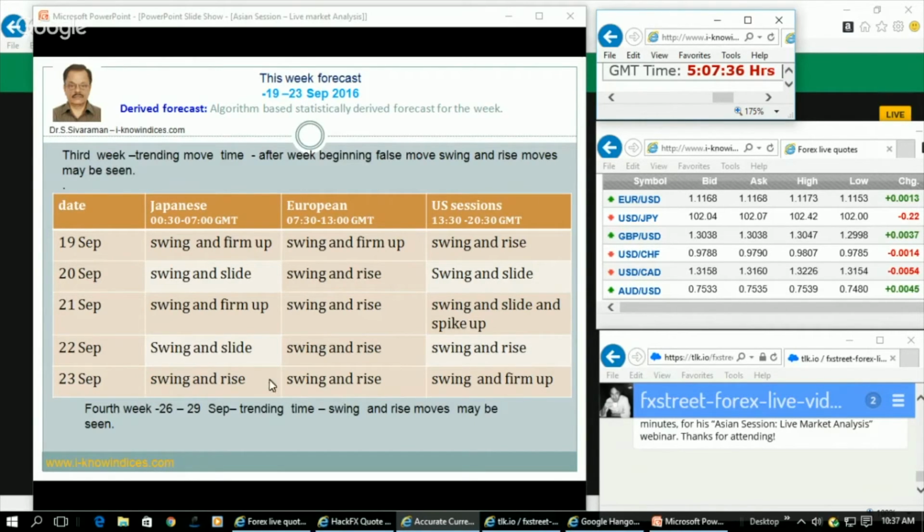Then on Friday, they are expected to continue to make the swing and rise move during the Japanese and the European session, and also during the US session. And then you come across the following week, they are expected to continue to gain the levels, and there is a possibility that they could make the upward shift in trading zone in this particular week. So keep in mind that they created the bearish feel in the market in order to induce the traders holding long positions to liquidate by testing their patience, and then subsequently they are expected to gain the levels.